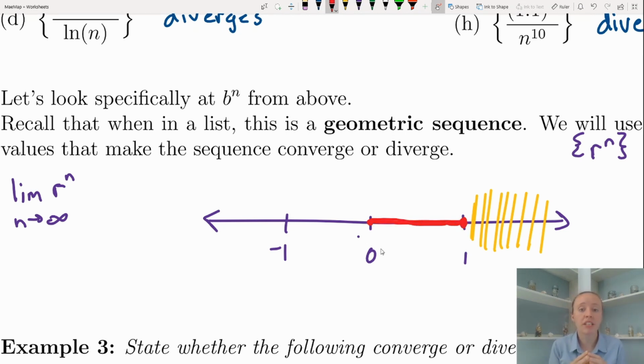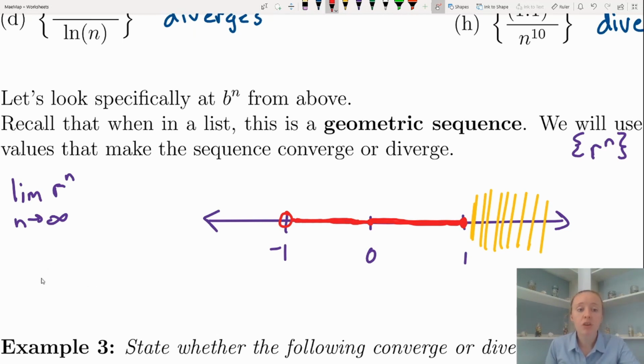Let's look between 0 and -1. Again, I have a fraction where my numerator is smaller than my denominator. So between 0 and -1, my denominator is growing faster than my numerator. So again, my sequence is converging towards 0. So I'm going to fill this in. But let's take a look at what happens when we're at -1. When we're at -1, think about -1 to the n as n approaches infinity. When n is an even power, we're going to get a +1. When n is an odd power, we're going to get a -1.